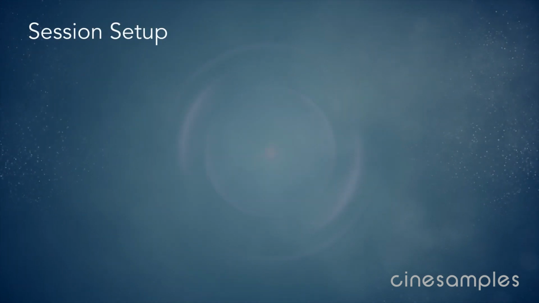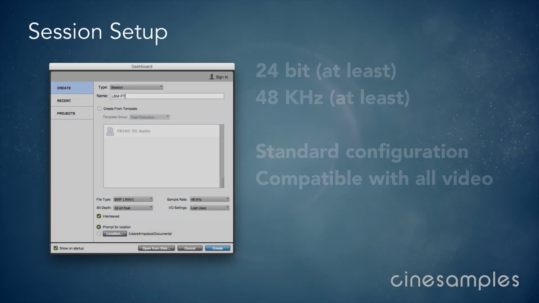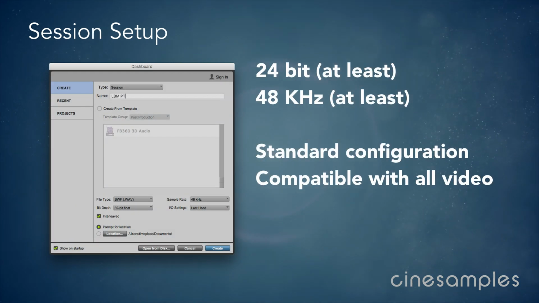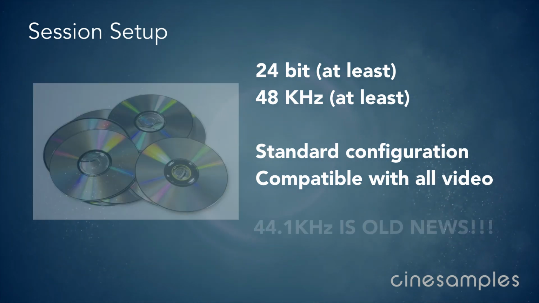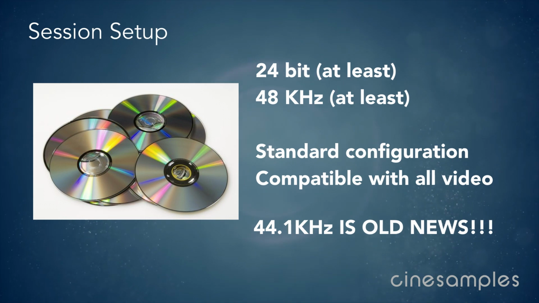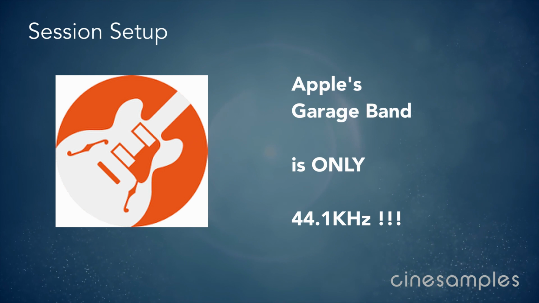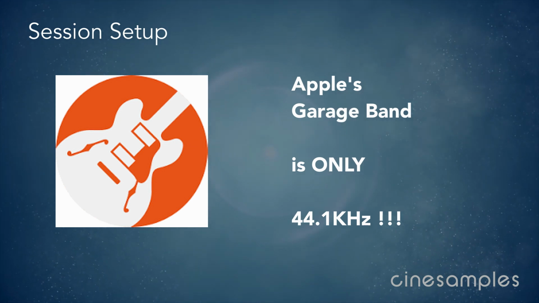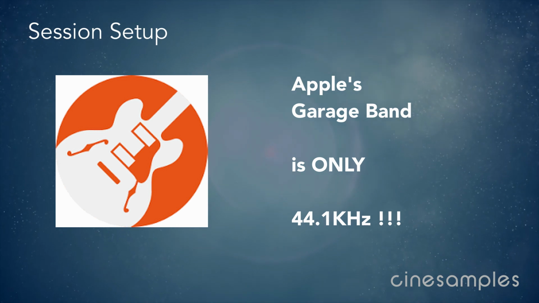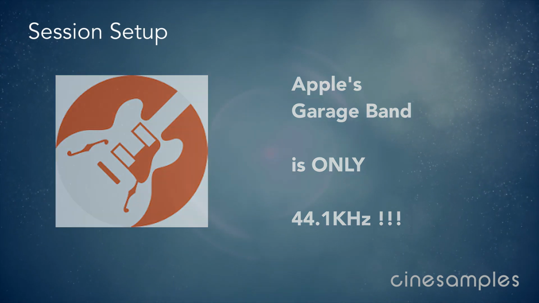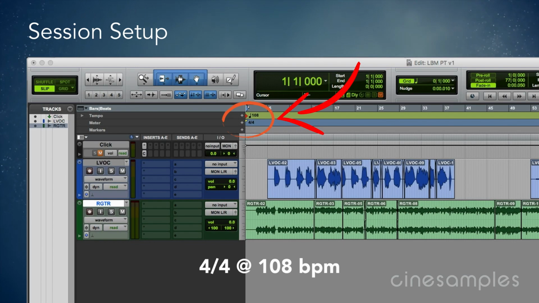Now let's move on to session setup. No matter your DAW, set up your sessions at 24-bit and 48 kilohertz. This is the standard today. This is the most compatible with video creation. Very few people are making CDs anymore, so there's no need for 44.1 kilohertz. It's ironic that Apple prides itself on having the latest and greatest of everything, yet GarageBand will only operate at 44.1 kilohertz. As you begin, you'll set up the meter and tempo.